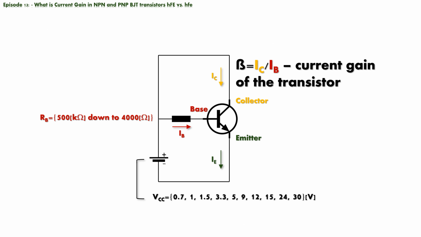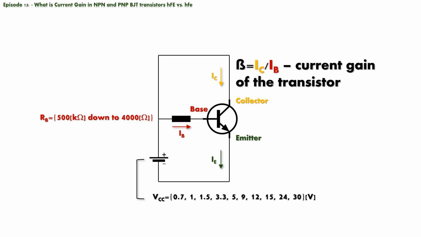Let us put together a simple circuit using an NPN transistor, variable power source VCC, variable base resistor RB, and for this, and only this occasion, we will omit the collector current limiting resistor RC. In each of 10 scenarios, we will first set the power source to 0.7, then 1, 1.5, 3.3, 5, 9, 12, 15, 24, and 30 volts.